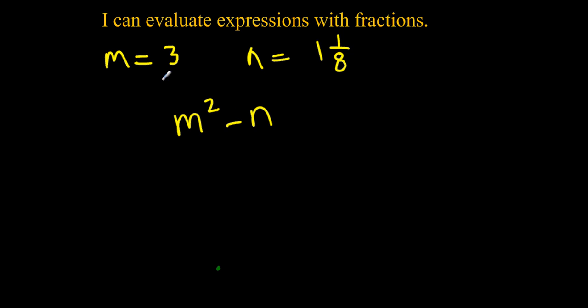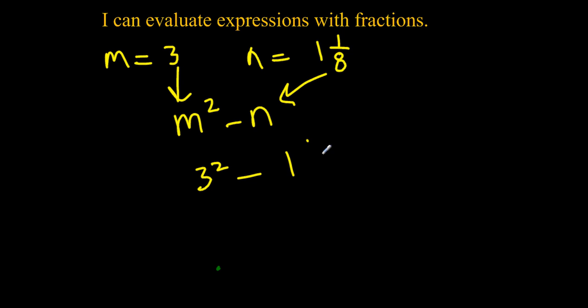I might have m is equal to 3 and n is equal to 1 1/8. And then I might ask you, well, what's m squared minus n? And I substitute my values for my variables. So I get 3 squared minus 1 1/8.